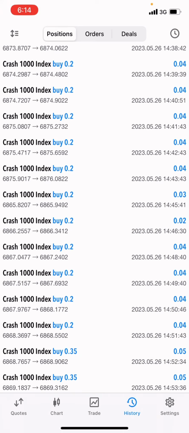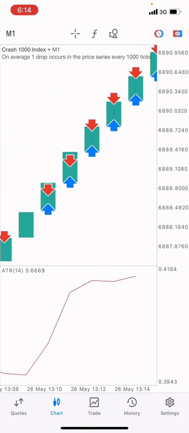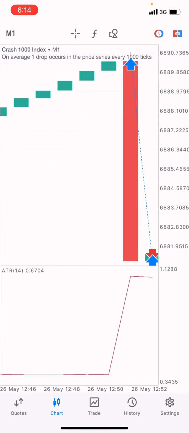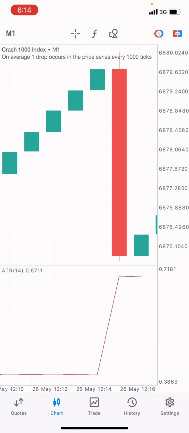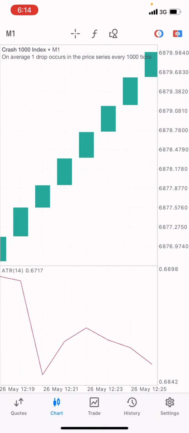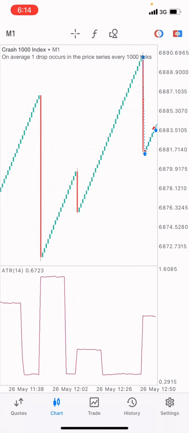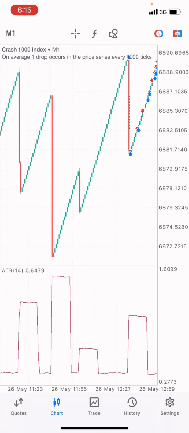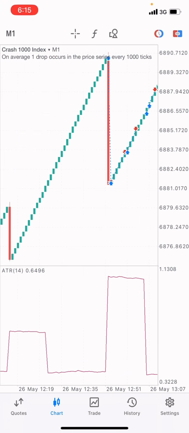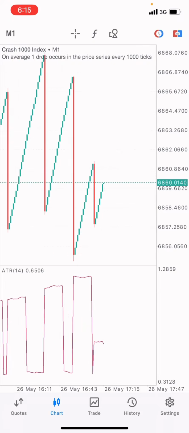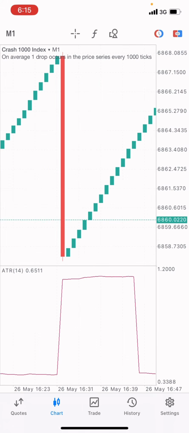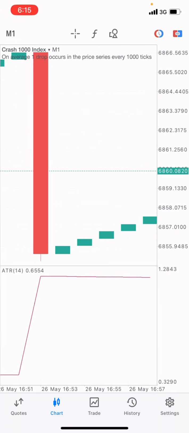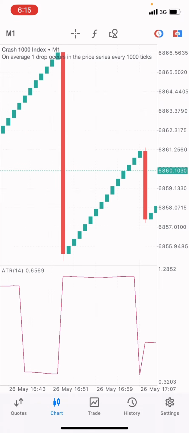And guys, with this strategy, it's going to take you a little amount of time to grow, but it's not going to take a full day to grow this account with a small balance. It's going to take you a little time because you'll be counting each candle tick, and closing profit after each candle tick, so that you'll be on a very safe side on this strategy on the Crash 1000 index.